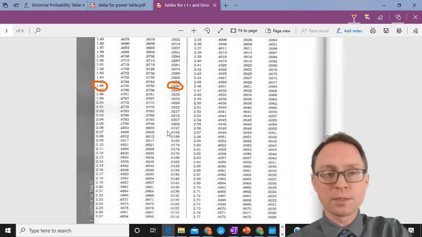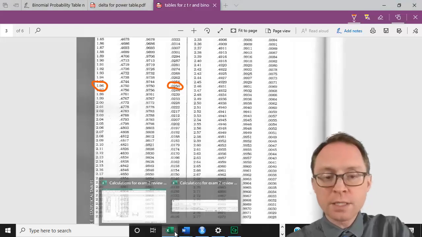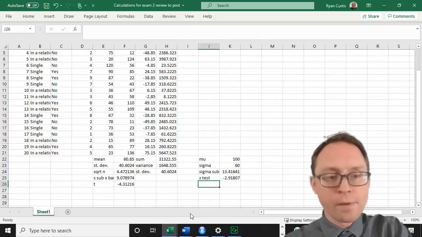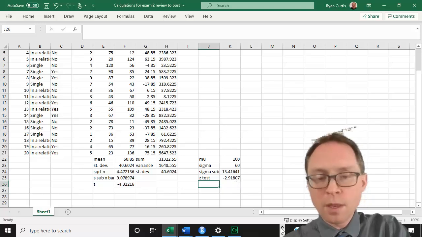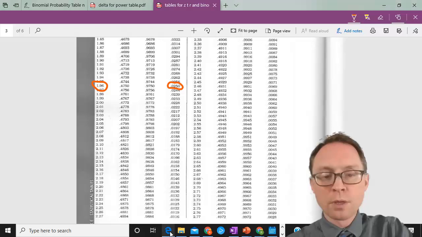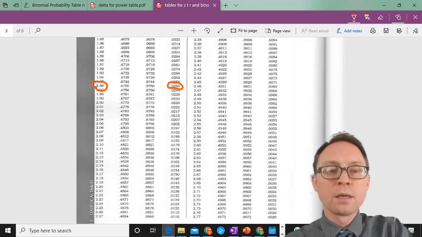I don't care what anything else is. If you remember correctly, our calculated statistic was negative 2.92. So when we look at this, negative 2.92 is more extreme than 1.96, or in this particular case, a negative 1.96, because it's two-tailed. More extreme than that, therefore, we reject the null.